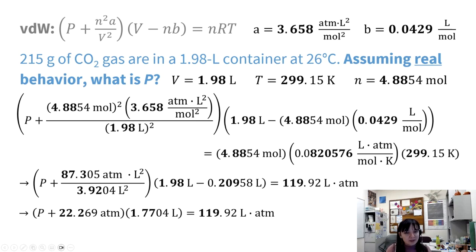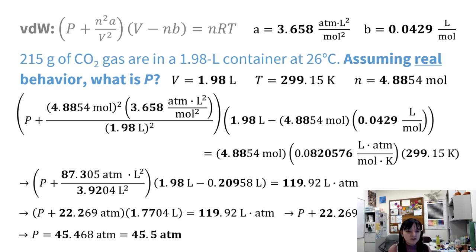Now, finally, I'm looking at something that looks a little bit more manageable math-wise, so I'll just divide both sides by 1.77 liters. That will then give me the pressure plus 22.269 atmospheres as equal to 67.737 atmospheres. And then finally, I can solve for pressure itself as equal to 45.468 atmospheres, or rounded off to 3 sig figs, 45.5 atm.